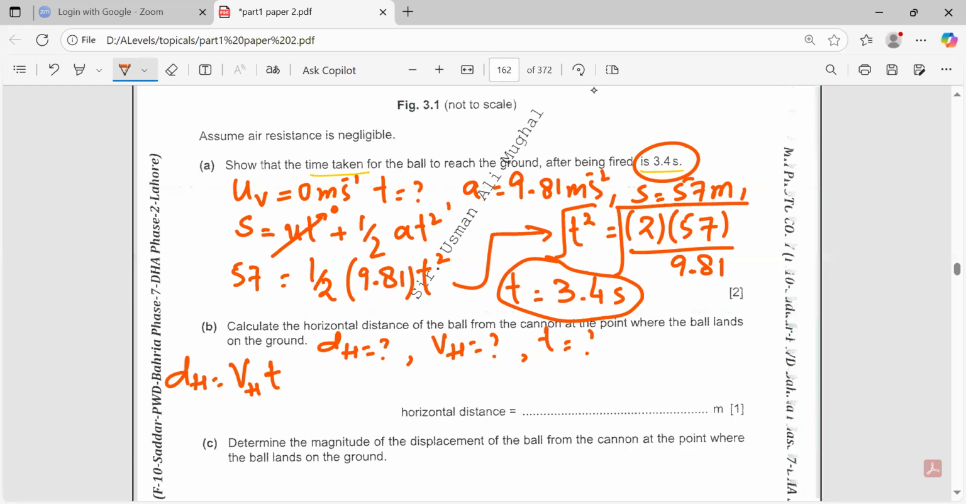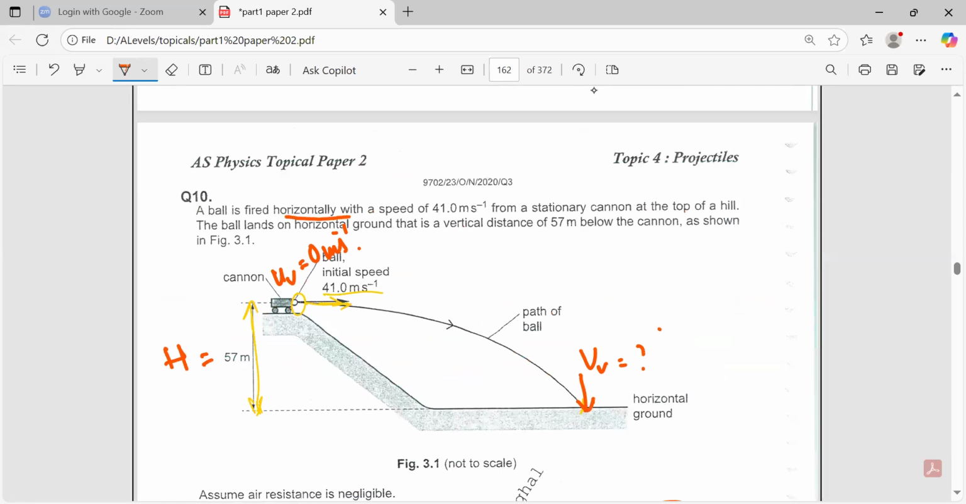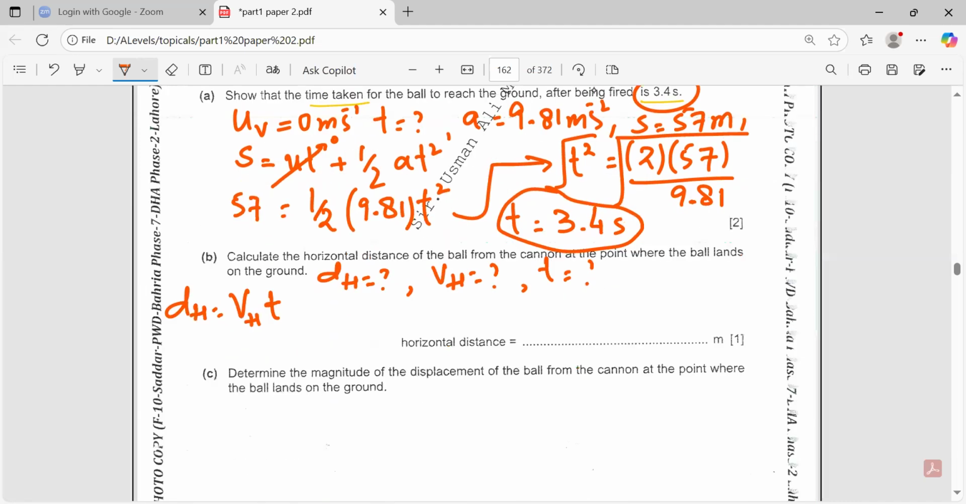So what is the horizontal speed we have? It is given in the question, the horizontal speed. The ball is fired horizontally with a speed of 41 meter per second. So horizontal speed is given to us, which is 41. The time is given to us, which we found in the previous part, which is 3.4. So horizontal distance will be how much? This will be equivalent to 41 multiplied by 3.4, which equates to 140 meters. So our horizontal distance will be 140 meters.